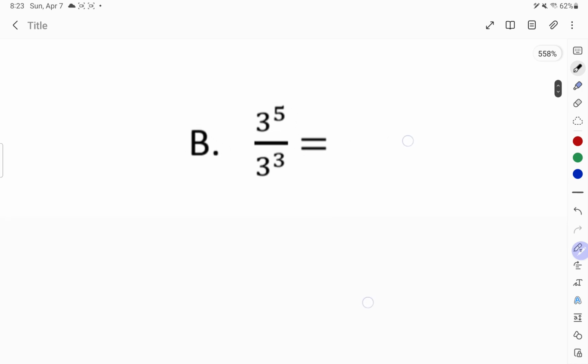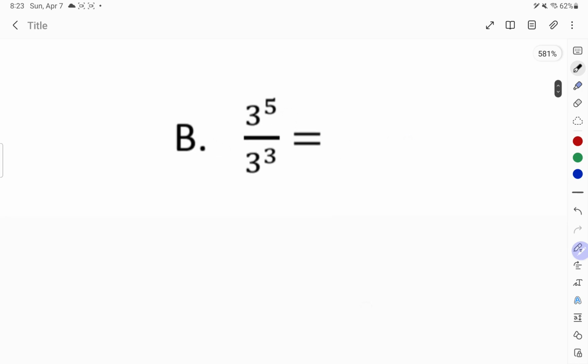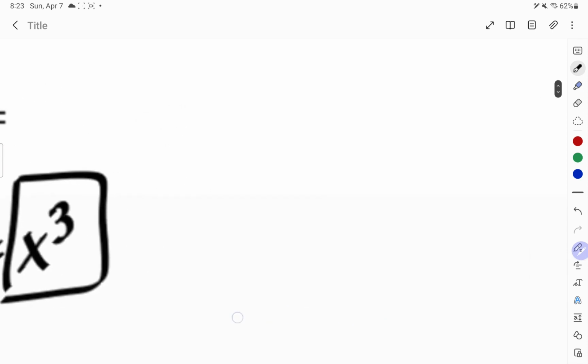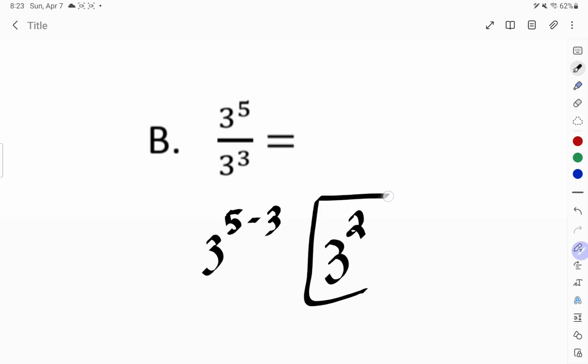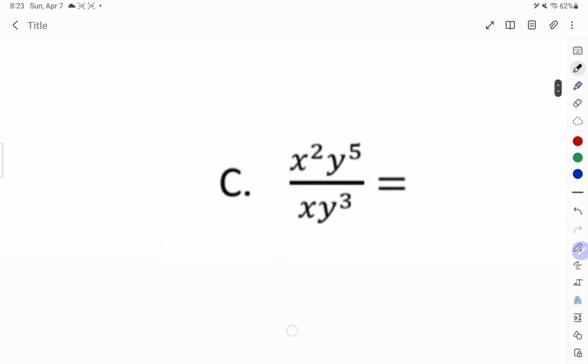Let's do the next one. Here my base is going to be 3, so I'm going to write my base. I'm going to do exactly the same thing. Was it the same problem? No, it changed a little bit. 5 minus 3, which is going to give me what? 2, so it's going to be 3 to the second power. Let's go to the last one.